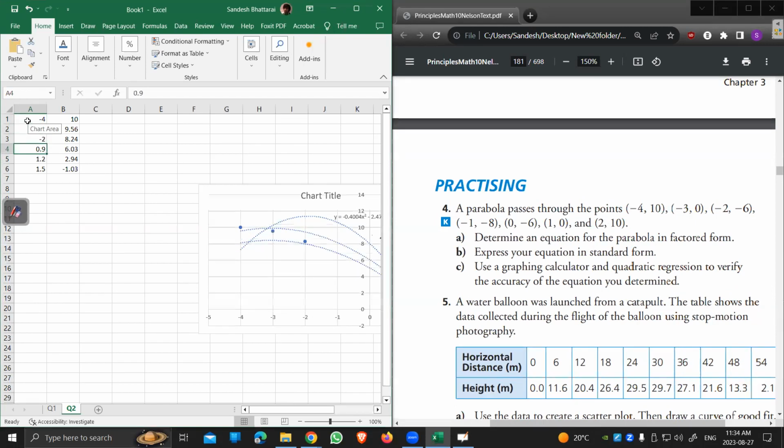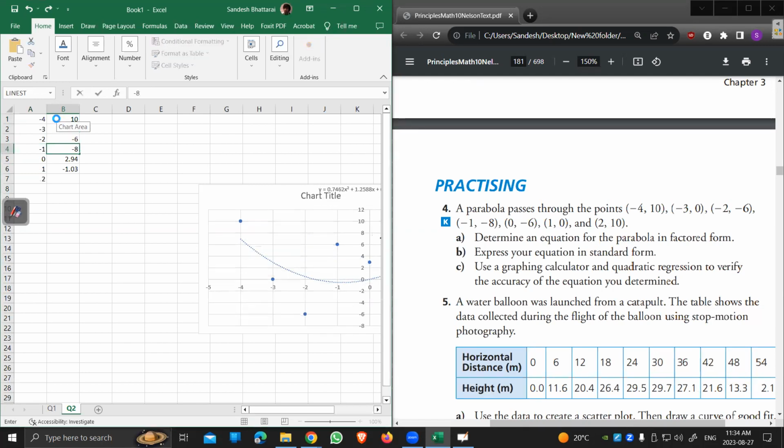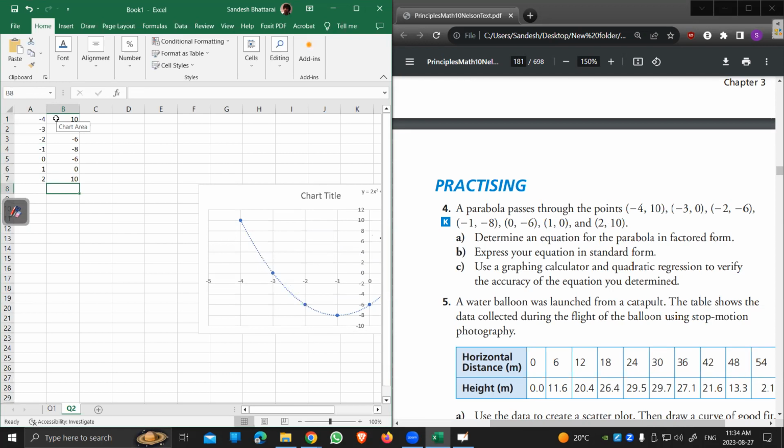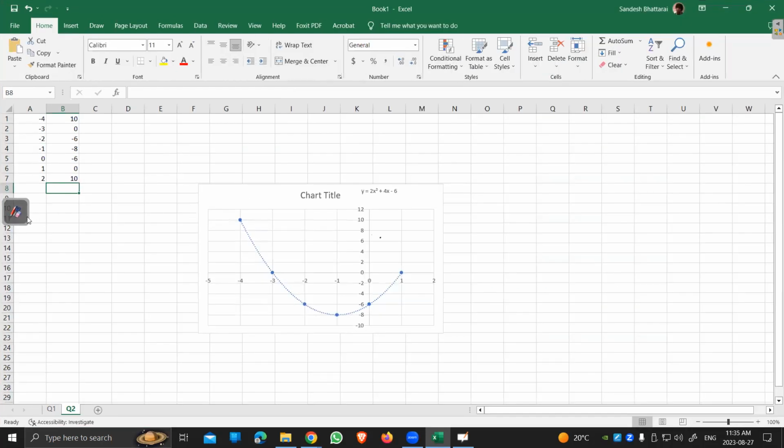-3, -2, -1, 0, 1, 2. So those are all my x values. Now I'm gonna plug all the y values. 10, 0, -6, -8, -6, 0, and 10. So that's all the points plotted. And did we get the same equation?